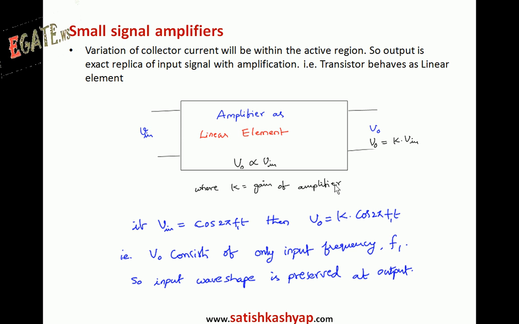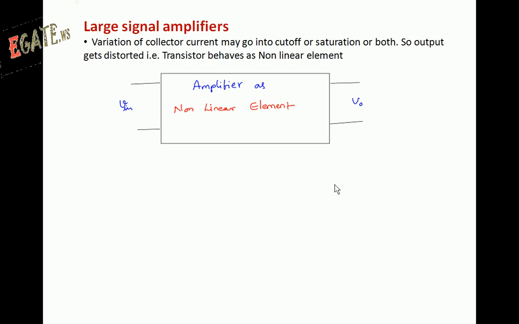So the input wave shape is preserved at the output side. What happens in the case of a large signal amplifier if you apply the same input signal? We know a large signal amplifier's transistor acts as a non-linear element.